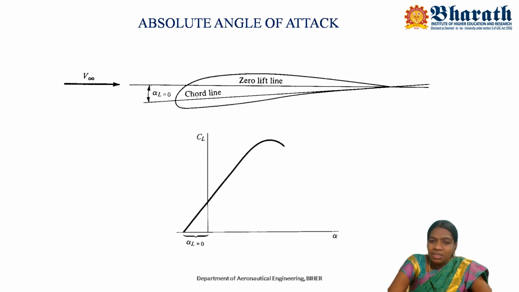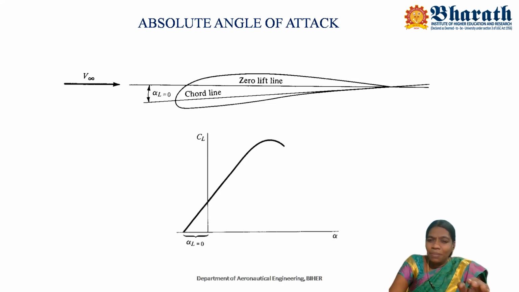Since it is the lift curve for a cambered airfoil, the coefficient of lift is 0 at a negative angle of attack. So somewhere here, the value of CL is 0, and that point is termed the zero lift angle of attack. So what is a zero lift line?